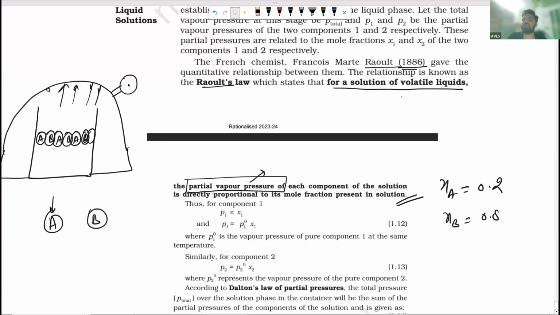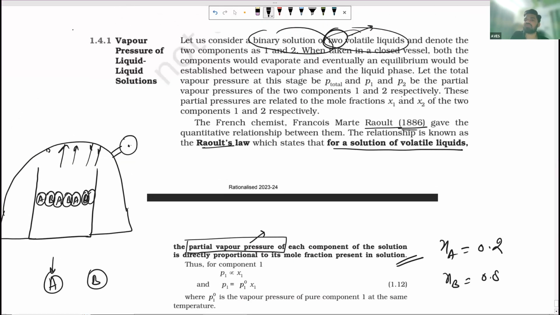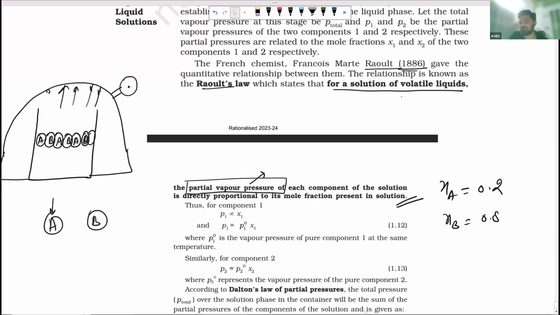Because the mole fraction sums to 1. It is only talking about solutions of volatile liquids, of two volatile liquids, not 3, not 4, not 5. Okay, you understood? Yes, sir. So just concentrate here: if you are having two volatile liquids mixed together, and let 0.2 be the mole fraction of A substance, and 0.8 the mole fraction of B.